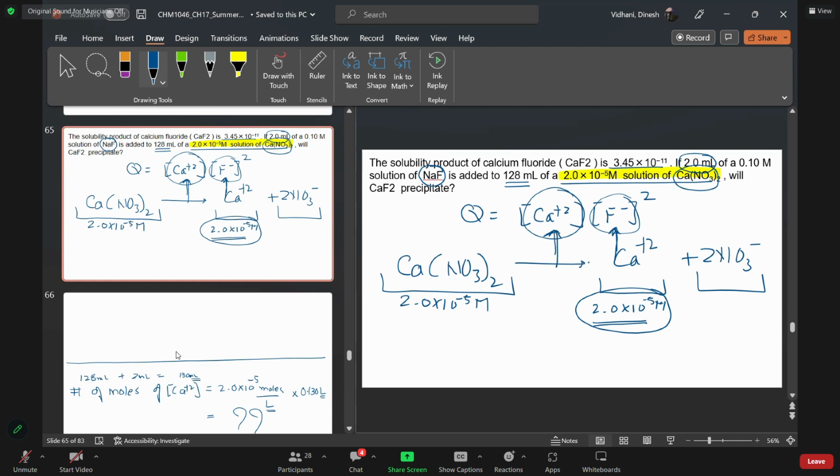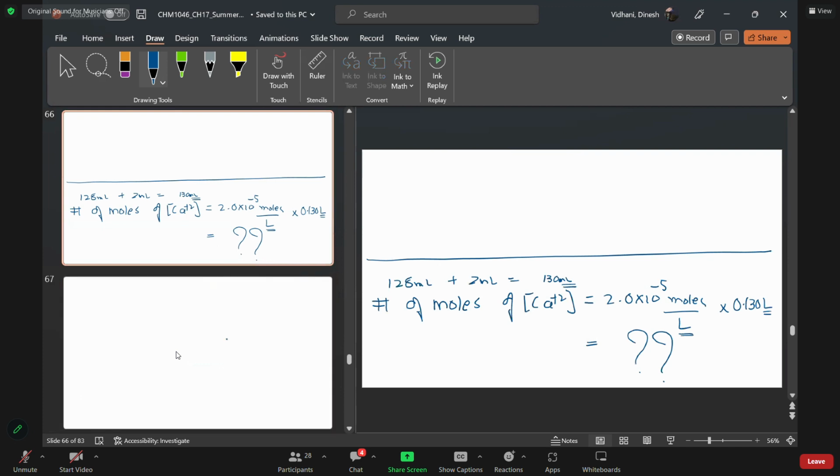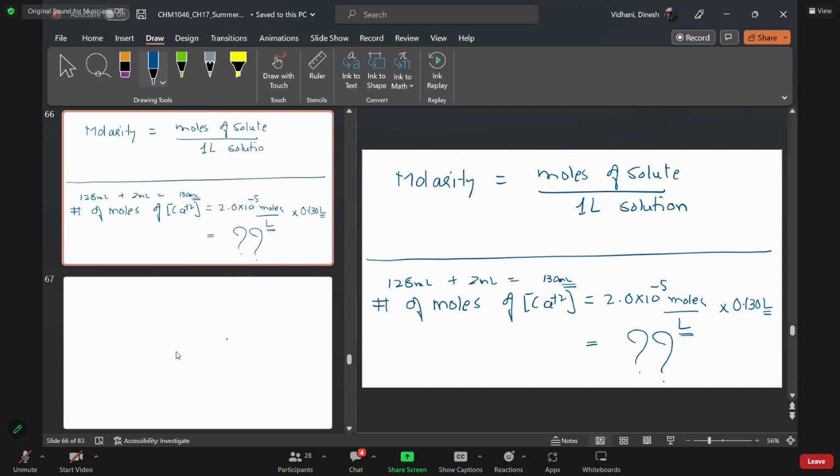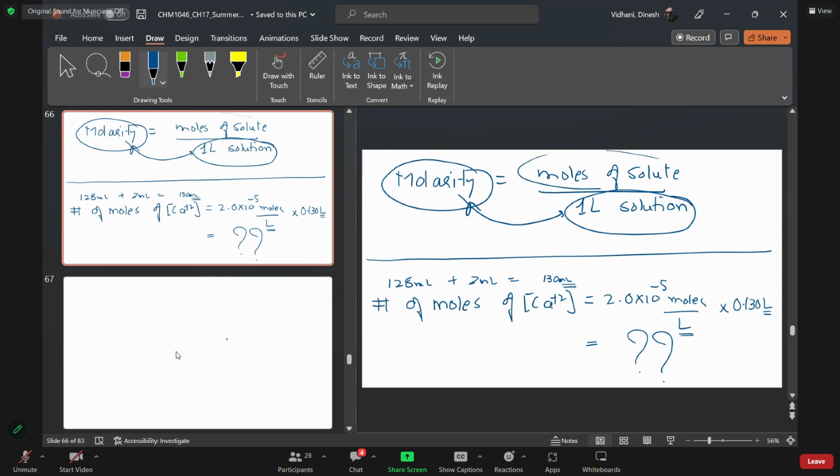When you multiply volume with the molarity, it gives you the moles. Look at the equation. Molarity is moles of solute divided by 1 liter of solution. So if you multiply molarity with the volume, and this volume should be in liters, in theory you should get the moles of solute. That will be the actual amount of calcium nitrate in the solution.